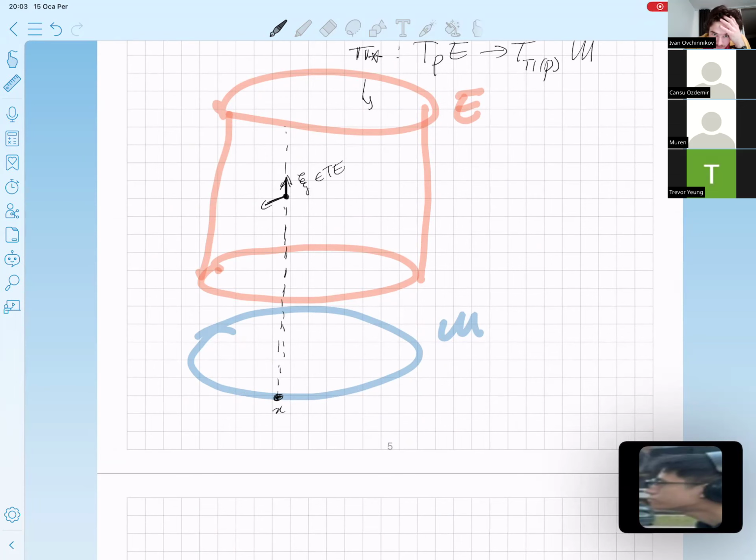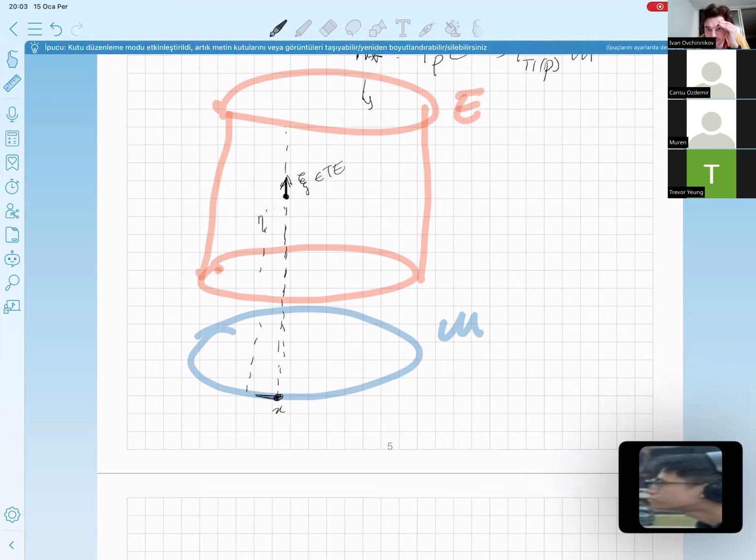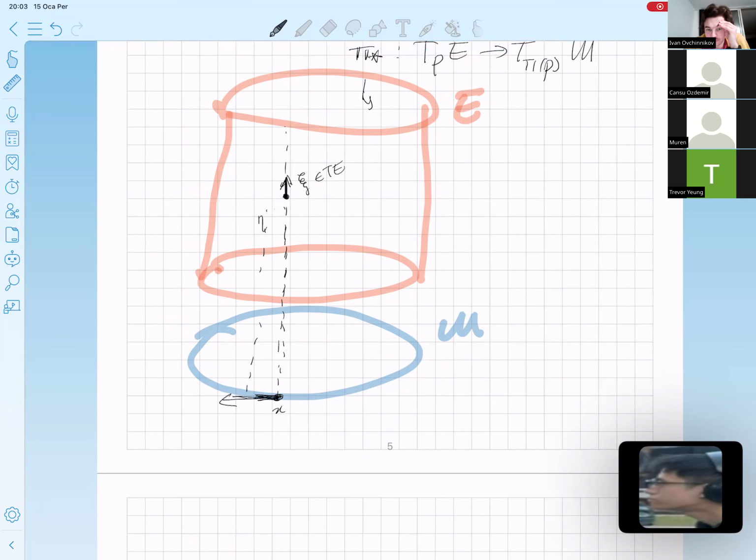So assume it's coming out of the page to you, and let's call this, I don't know, eta. If you project this, it will come to something like this. So maybe I didn't draw it as nice, but what I wanted to draw was this.